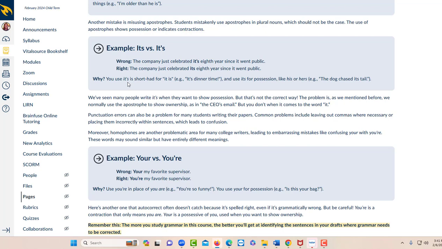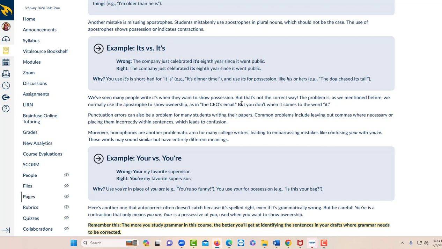Why? You use it's as a contraction of it is. It's dinner time. And you use its for possession, like his or hers. The dog chased its tail. We've seen many people write it's when they want to show possession, but that's not the correct way. The problem is, as we mentioned before, we normally use the apostrophe to show ownership, as in the CEO's email. But you don't use apostrophes for possession when it comes to the word it.